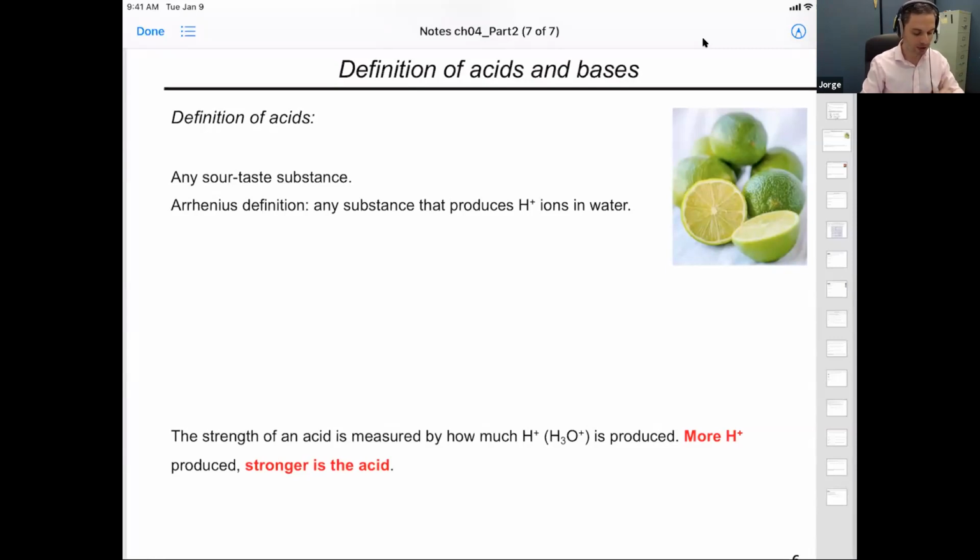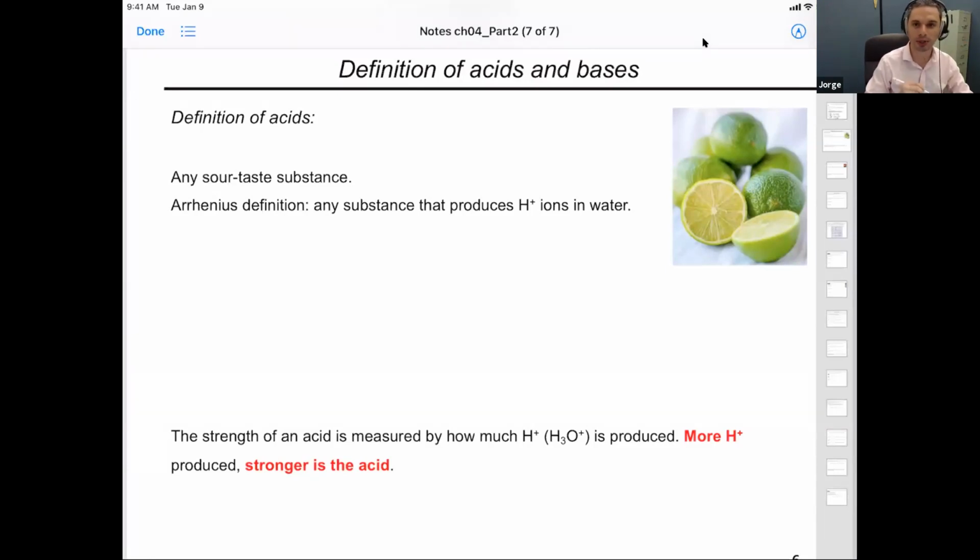And the simplest one is the definition of Arrhenius. According to Arrhenius, an acid is any substance that produces H+ ions in water. Okay, so let's see an example here and how the Arrhenius definition works.